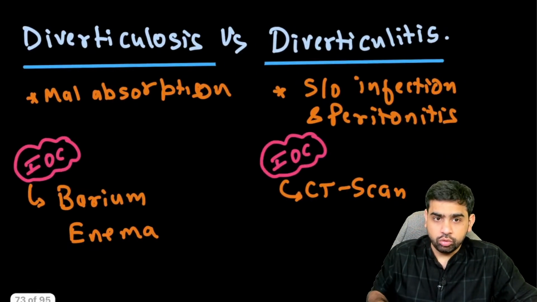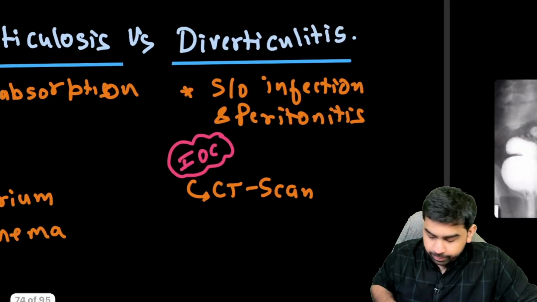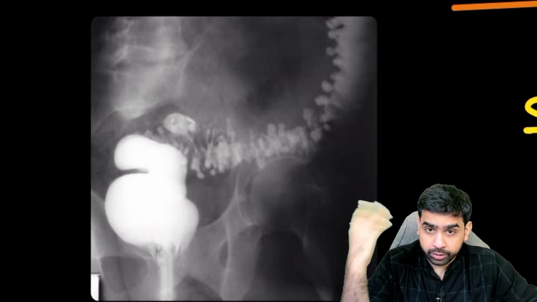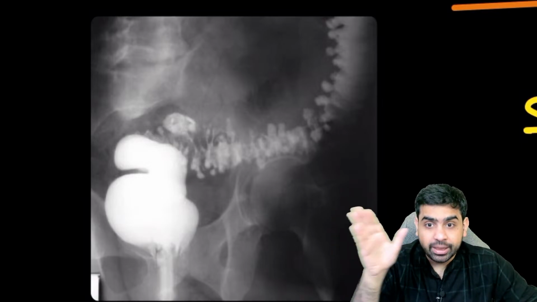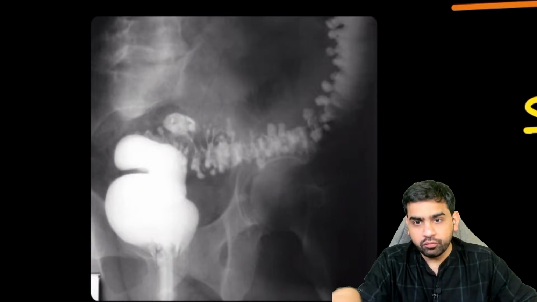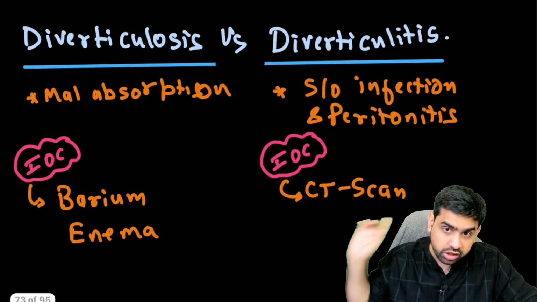Now, if I ask you what the investigation of choice for diverticulosis is, it is going to be the barium enema. The characteristic appearance you're going to get is the sawtooth appearance. In diverticulitis, barium enema is not performed. It is contraindicated. So the investigation of choice for diverticulitis is your CT scan.